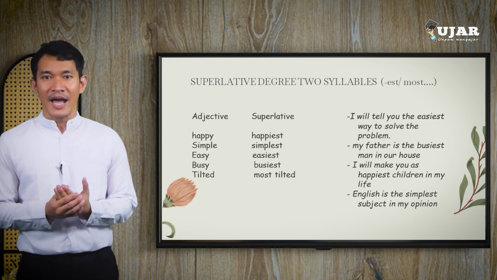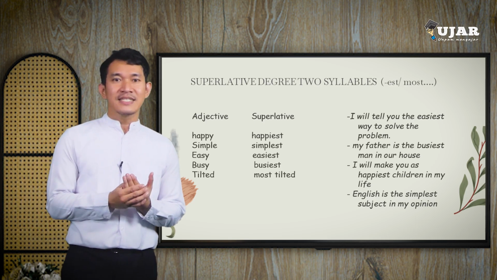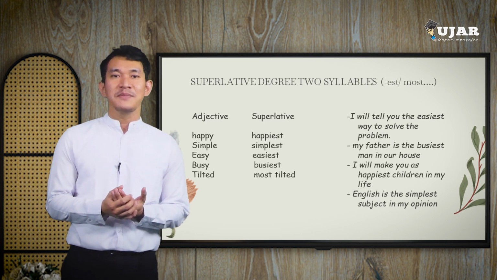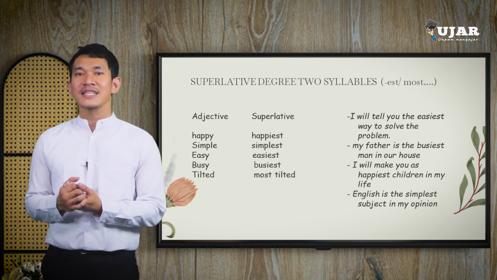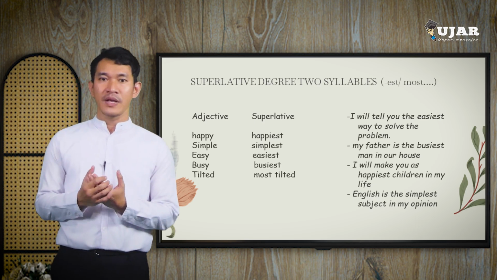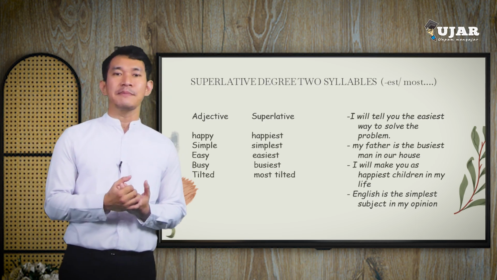For example, happy becomes happiest, simple becomes simplest, easy becomes easiest, busy becomes busiest, tilted becomes most tilted, and tangled becomes most tangled. Look at the following examples.